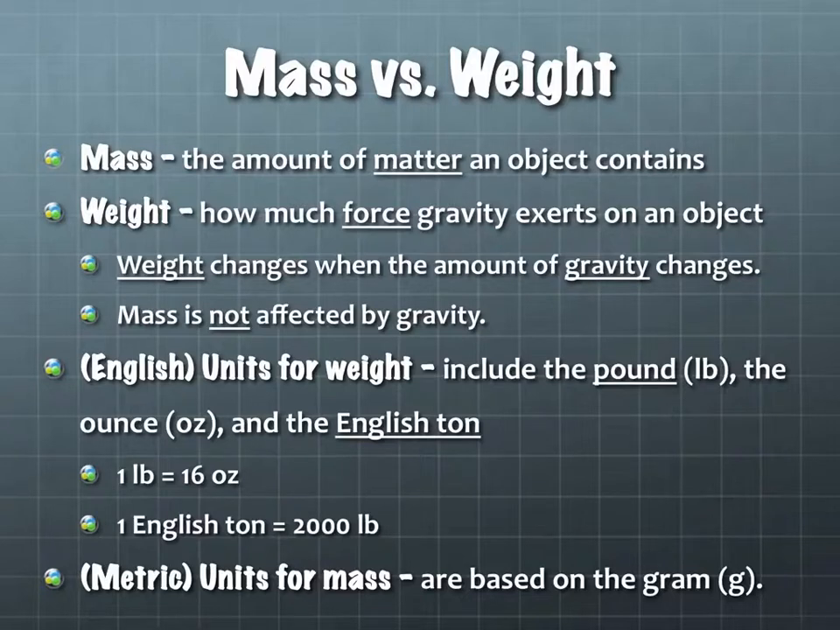The English units for weight include the pound, the ounce, and the English ton. An English ton, and I'm using the word English because there's another kind of ton, is 2,000 pounds. Sometimes you'll see these on bridges where they'll tell you the weight that the bridge can support, and think in terms of large trucks, semis, stuff like that, and they'll write it in tons. So if it says it's a 5-ton bridge, now you know you can take 5 times 2,000, you know the weight of the truck that it's telling you can be on that bridge. Metric units for mass are actually based on the gram.